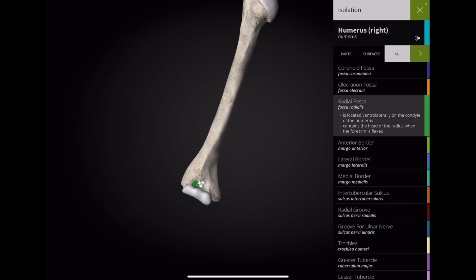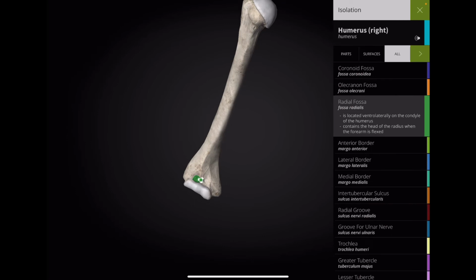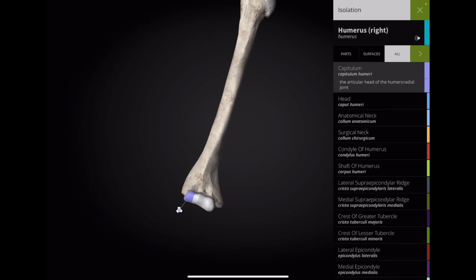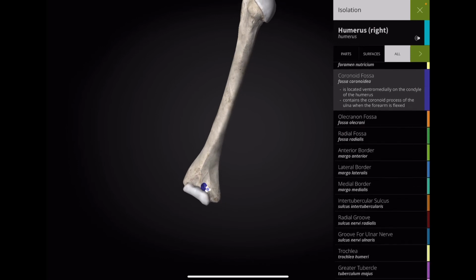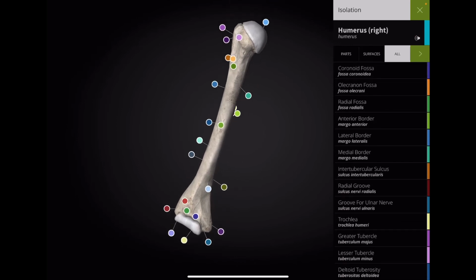What we have over here then are two fossas. This is one, this is the other one. This one is the radial fossa, and the way you can remember these two fossas is by looking at which one is lateral. The radial fossa is found laterally, so therefore it has to be the radial fossa, because the radial bone is attached again to the capitulum, which is also found on the lateral aspect. So you can use that to remember which one is which. And this one found on the medial aspect is the coronoid fossa. These are the two fossas that you find on the anterior aspect of the humerus.